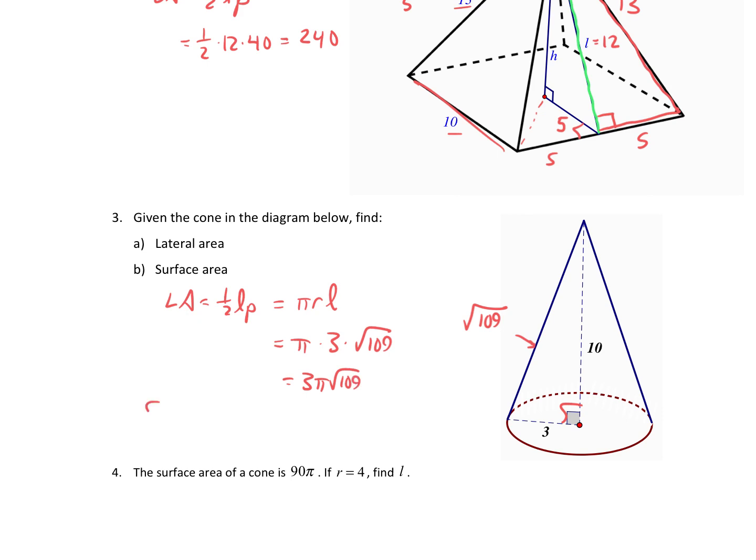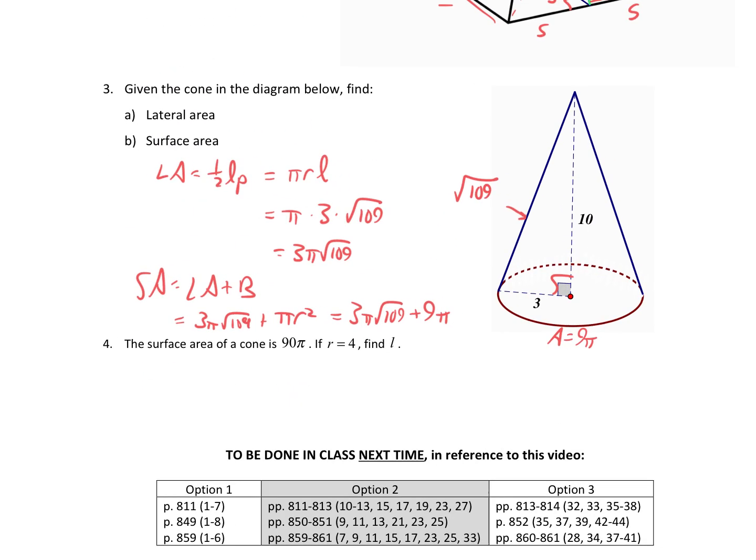And then surface area is just lateral area plus a base, which is 3 pi root 109 plus pi r squared. Notice there's only one of those here because there's only one of these circles. And that circle has an area of 9 pi because it's pi r squared. There's really no way to simplify that, so I'm just going to leave it like that. Okay, I'm going to stop there.